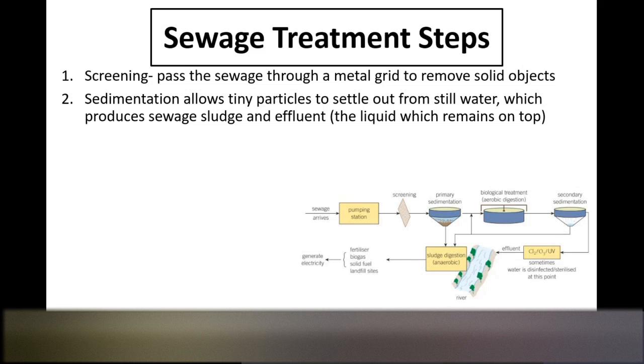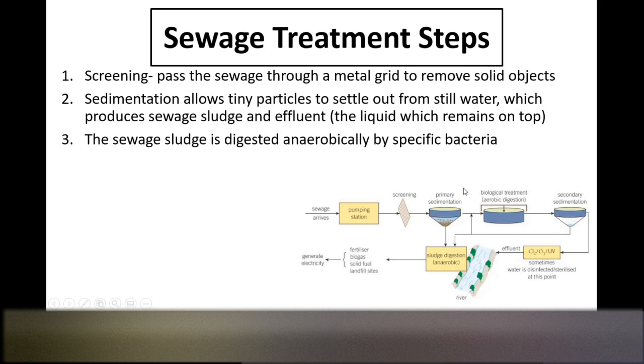Okay, no questions. So the next stage is the sewage sludge is digested anaerobically. What does anaerobic mean? Type it in the box, guys. It's digested anaerobically by bacteria. Okay, and that's important that you remember that it's anaerobic. What do we mean by anaerobic?